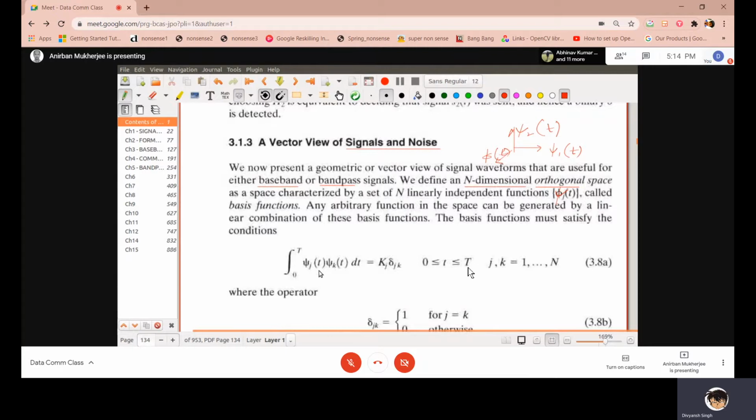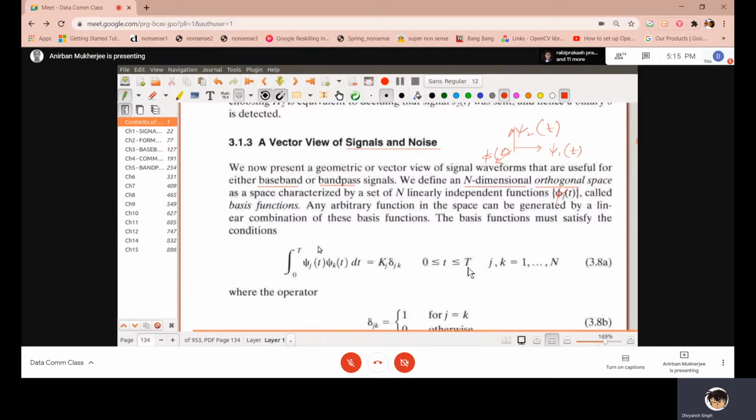What I do is define the integral from 0 to T of psi j t and psi k t. When j equals k, that means psi 1 squared t, psi 2 squared t, something like that. And T is 0 to the symbol duration, capital T is the symbol duration. At that time it is some non-zero value, say psi 1 squared t is some k1, k1 delta 1 1, where delta 1 1 means 1. But if j and k are different, then I have 0. So the integral of these two will be 0 when j is not equal to k and will have a finite value when j equals k. Okay. And for a support 0 to capital T.